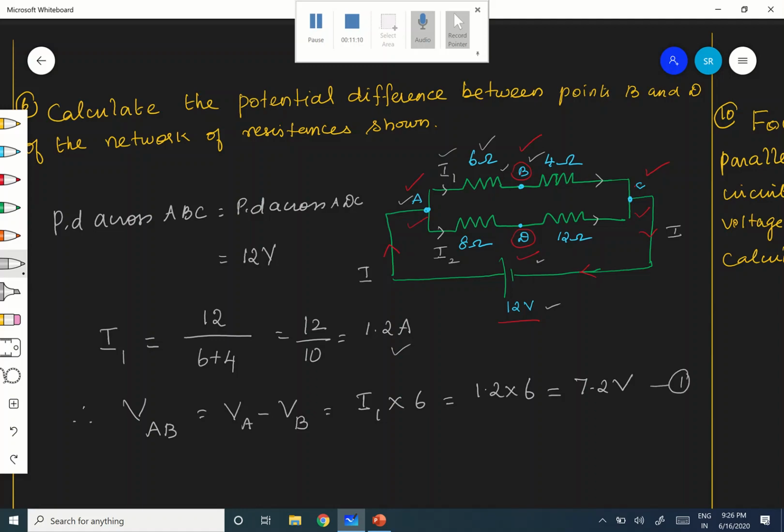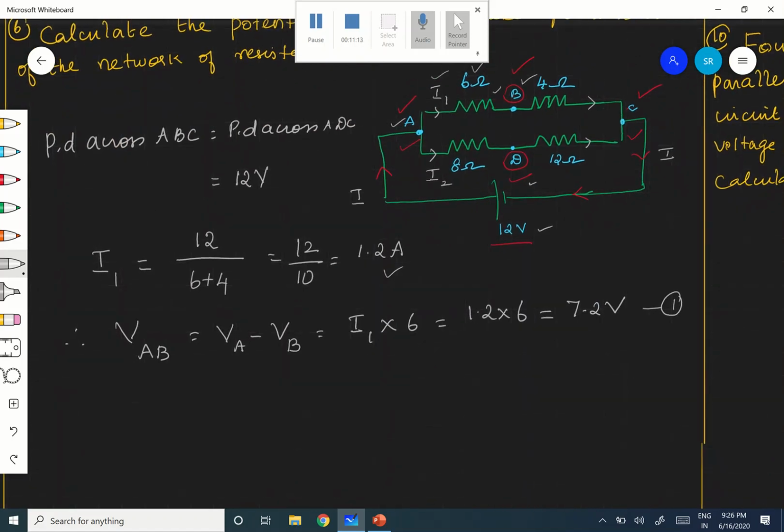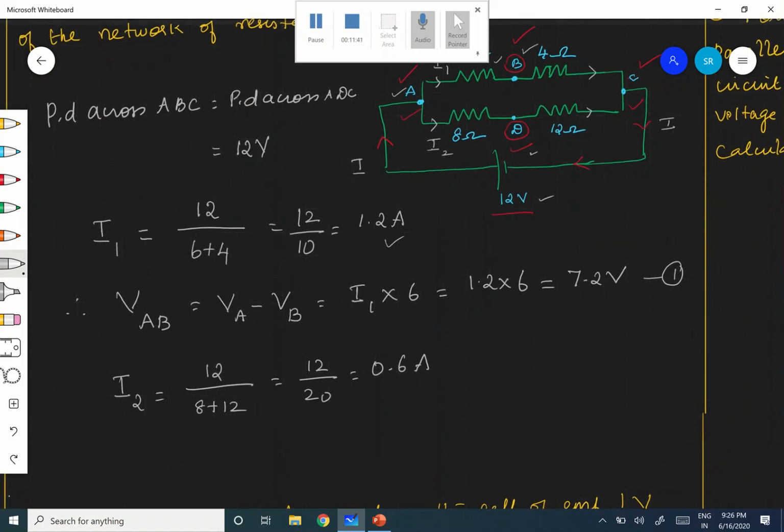Next, come to the branch ADC. What is the current in the branch ADC? That is I2. How to find I2? I2 is equal to 12 divided by 8 plus 12, that is 12 by 20, which is equal to 0.6 amps. Putting together 1.2 and 0.6, the total current in the circuit is I equal to 1.8 amps.